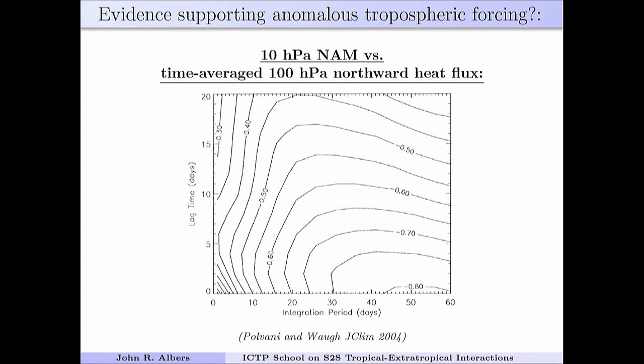They picked 100 hectopascals for the northward heat flux, that's essentially the waves coming through the 100 hectopascal surface in the lower stratosphere. And they correlated that with the 10 hectopascal NAM. And what they found is that that correlation peaks for about 40 days of integrated wave flux. So the idea is if we have periods of anomalously high wave flux integrated over a 40-day period, that's the most strongly correlated with variations in the NAM.